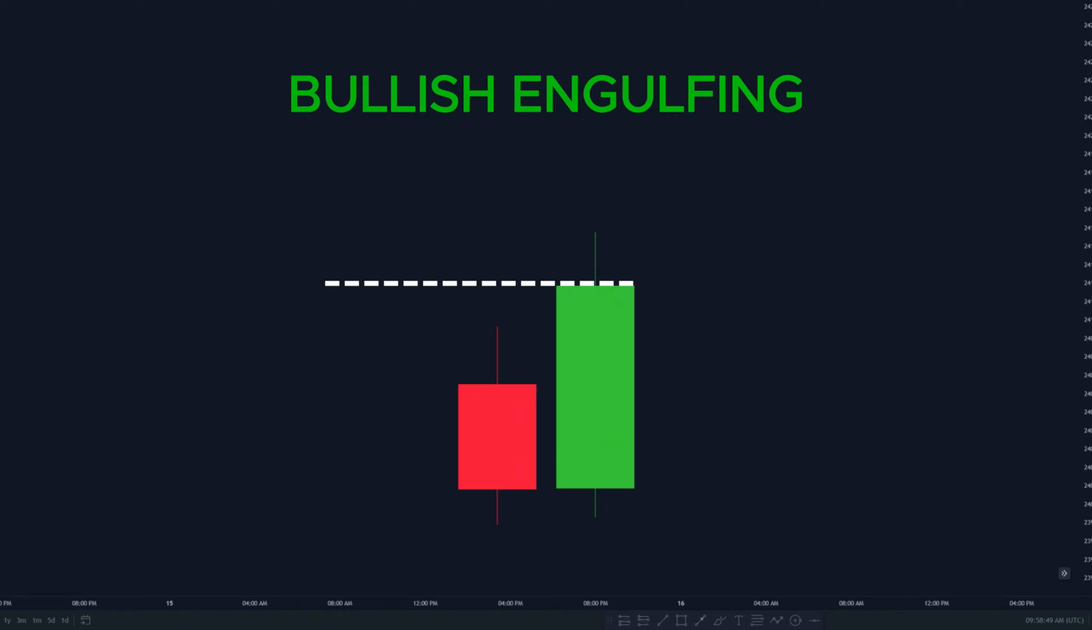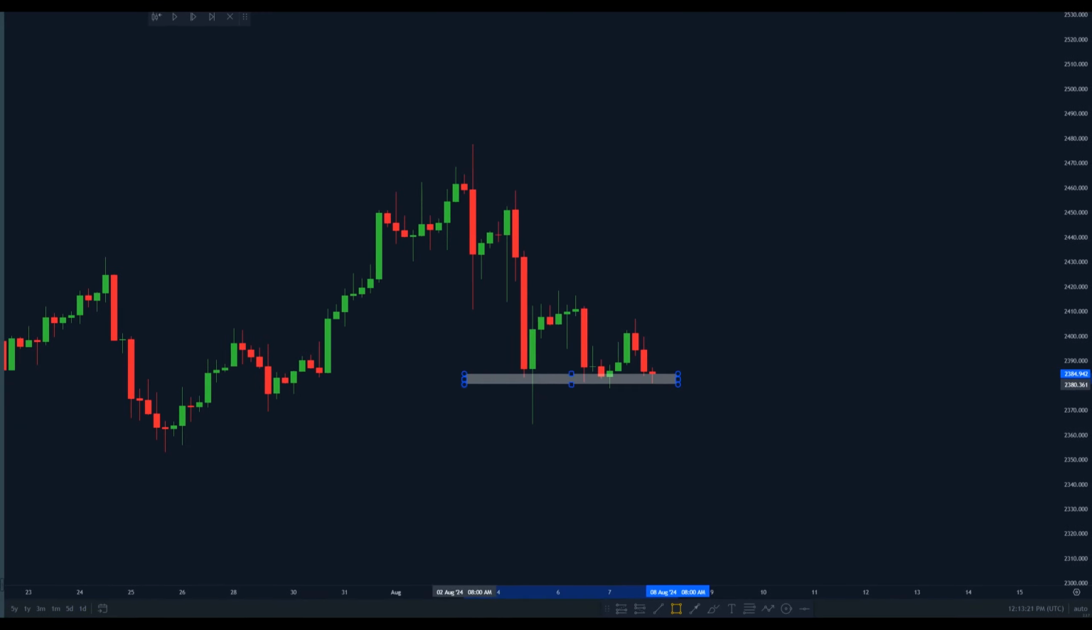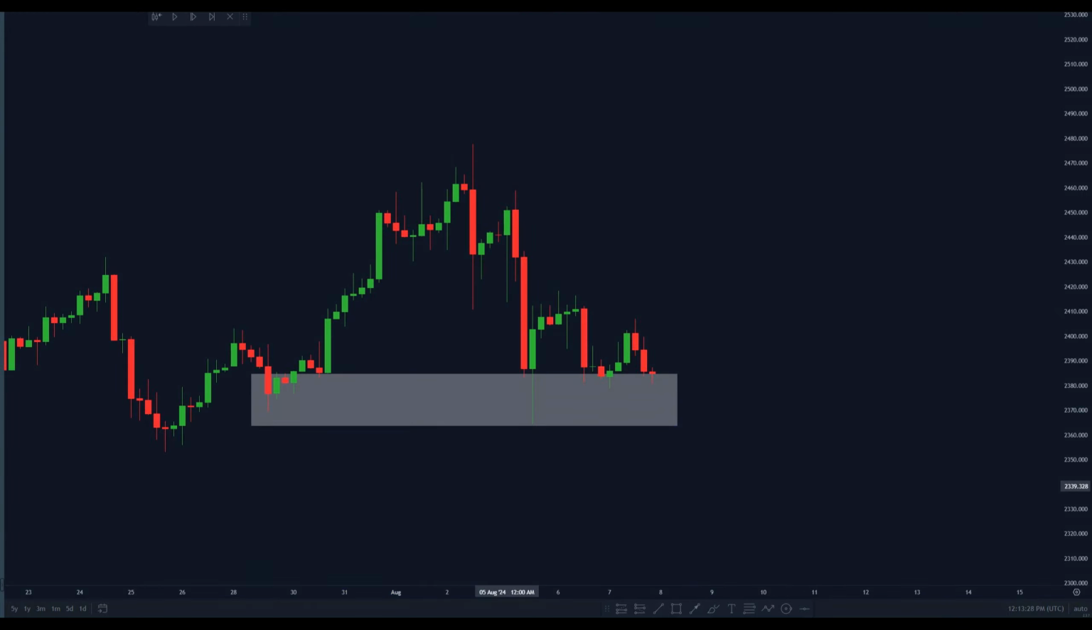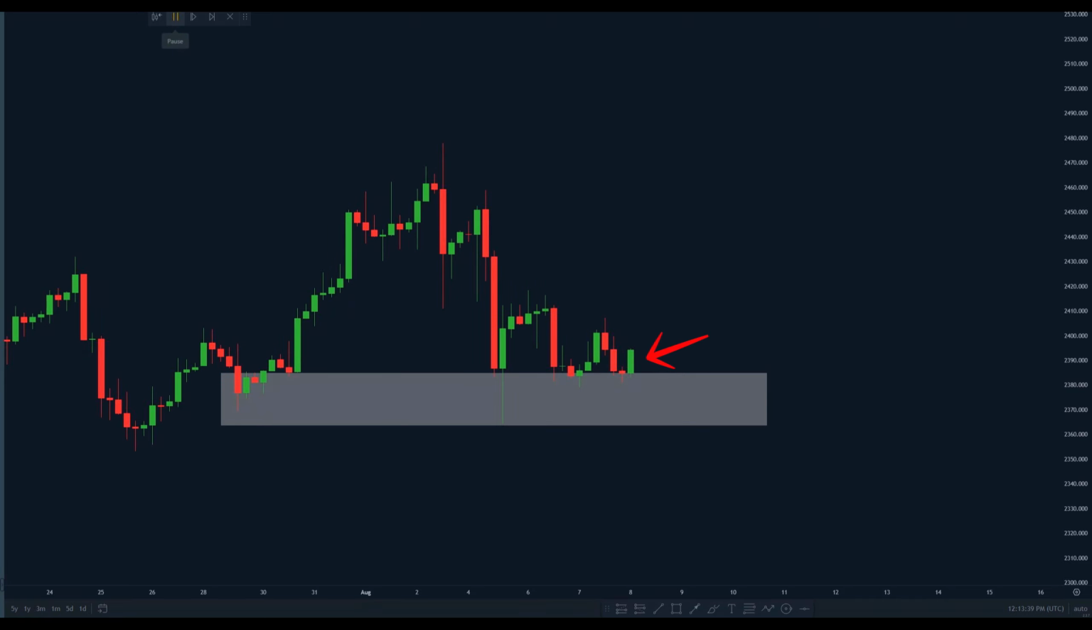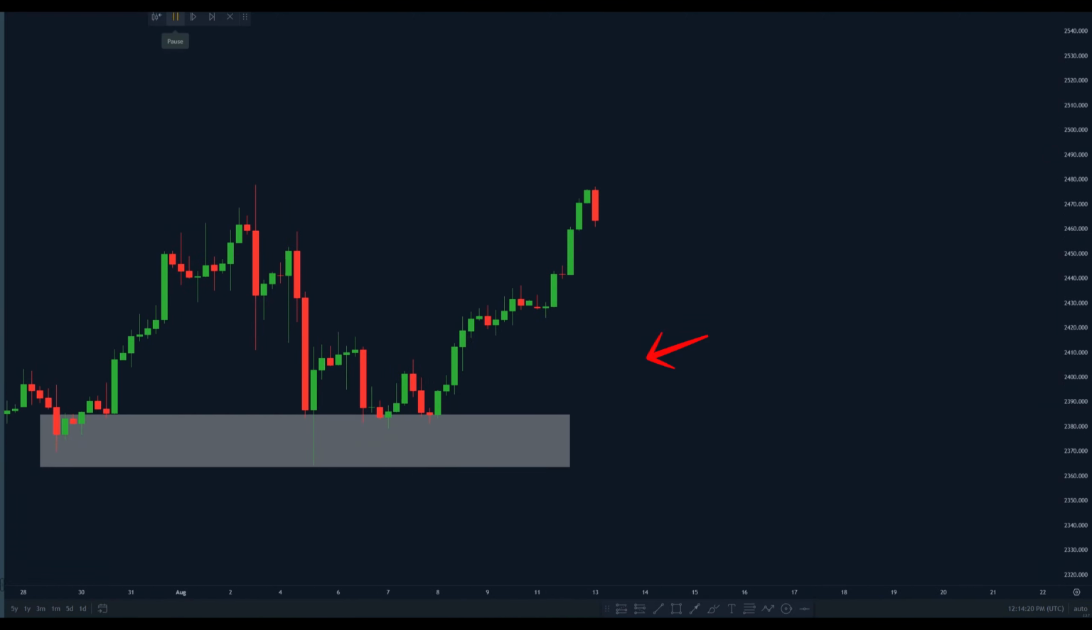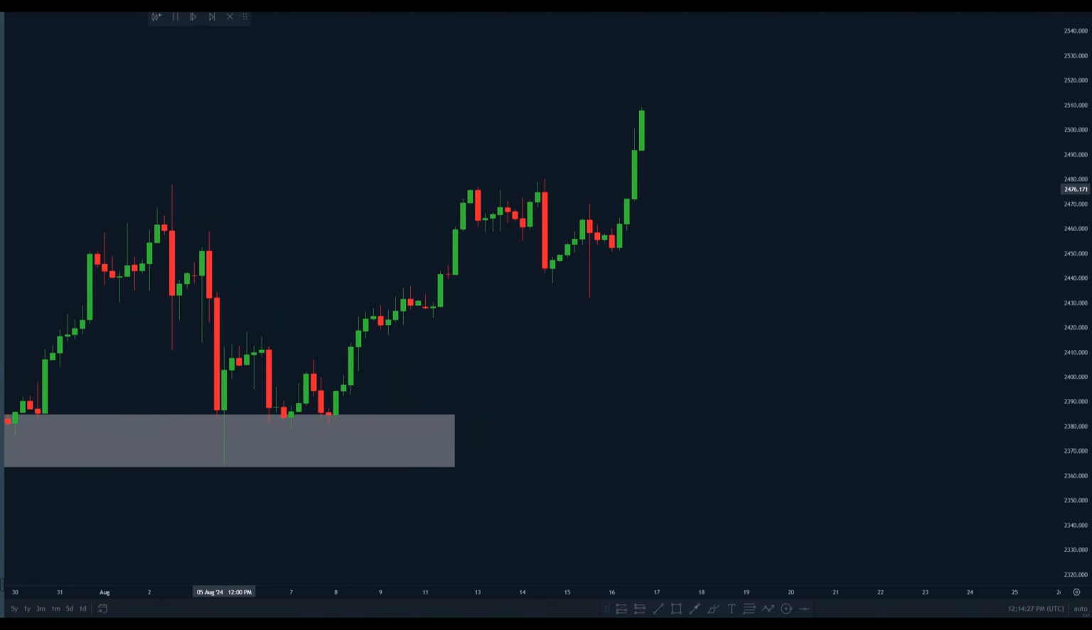Let me show you a real chart example. Here we have a strong support zone, and price respected this zone multiple times. And one more time price is at its support, and we can expect it to go up. But we don't have any confirmation here. Then we see this engulfing candle here that completely engulfed the previous red candle, so now we have a candlestick confirmation. And we can open a long trade here with full confidence.